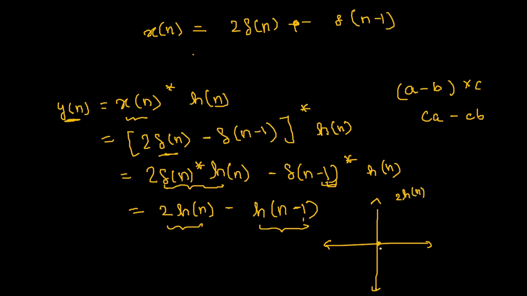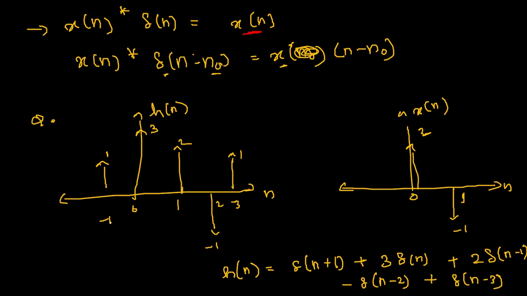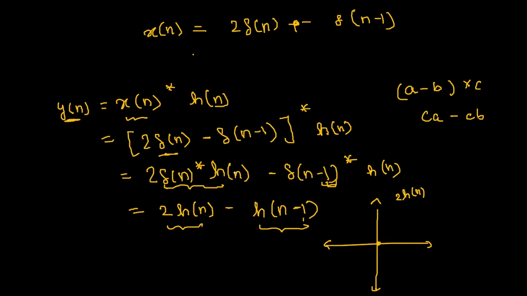So at 0, what are the values here? 1, 3, 2, and 1, 2, minus 1, and 1. So I will multiply each value by 2, right? So at minus 1, I had 1. So now I will get 2. At 0, I had 3, and now it's 6. At 1, I had 2. That will be 4. At 2, I had minus 1, which will be minus 2. And at 3, the value of h of n was 1. So after amplitude scaling, the value will be 2, right? So this is 2h of n.